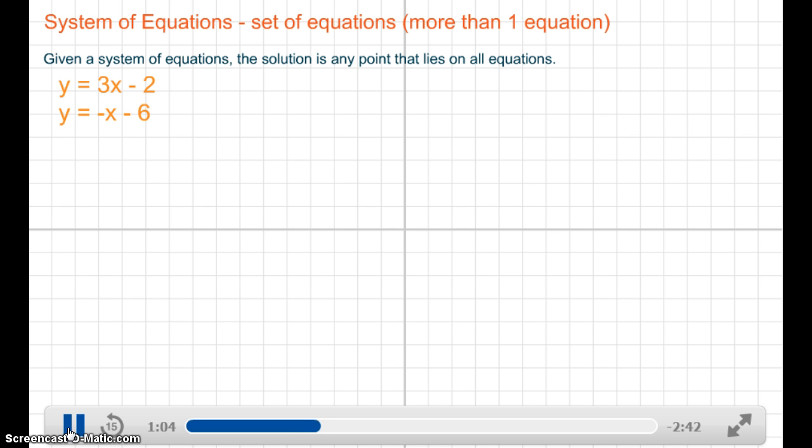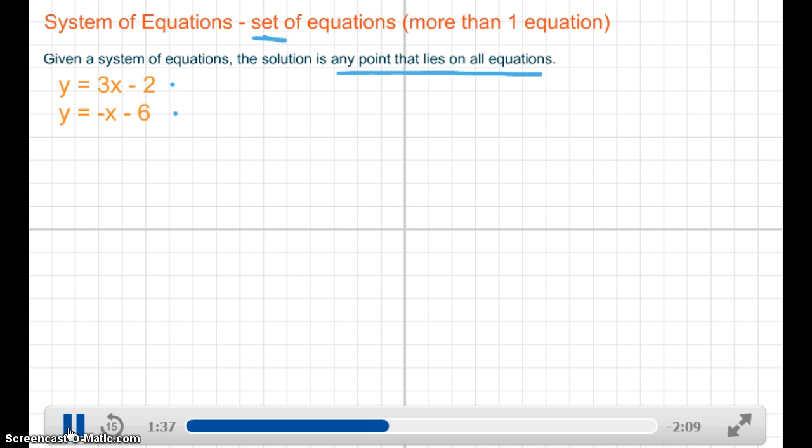A system of equations is a set of equations, meaning more than one equation. So when you are given a system of equations, the solution is going to be any point that lies on all, or in this case, both of these equations. So let's take the equations y equals 3x minus 2 and y equals negative x minus 6. And what I would like you to do is graph both of those equations.